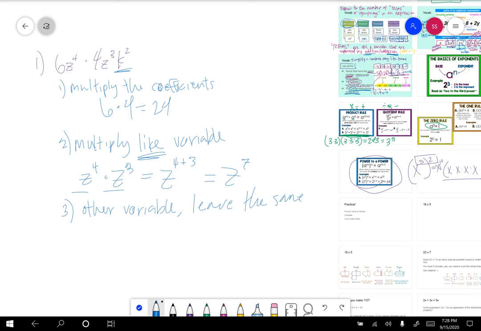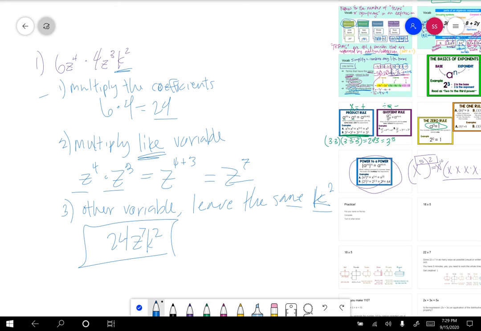Now we're just going to combine these answers. Okay, so k to the 2nd, into 1. Now we're multiplying all of them, so everything's still going to be multiplied by each other. So we're going to have 24 times z to the 7th times k to the 2nd. Okay, and there you go.